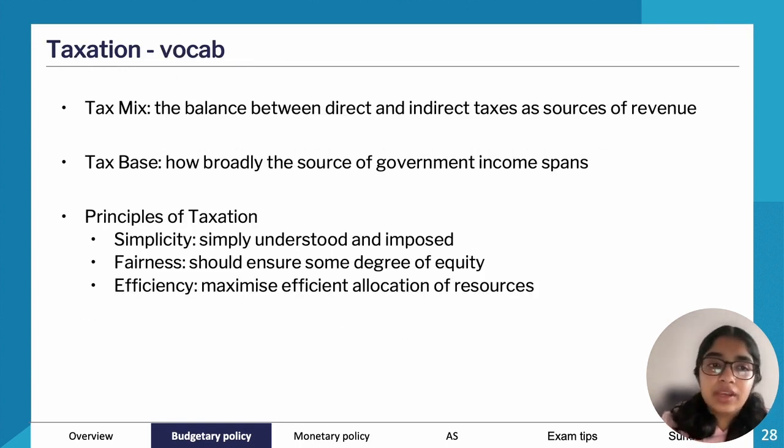A bit of taxation vocab. Tax mix is the balance between direct and indirect taxes in your revenue. Tax base is how broadly the source of government income spans. So basically, where's the revenue coming from? I haven't really seen tax base come up at all, but I guess it's good to know. There are a few principles of taxation. You don't need to know this, but just for your interest, you want taxation to be easy to understand, we want it to be equitable, and we want it to be efficient. So we want to make sure that the way people are taxed still maximizes efficient resource allocation.